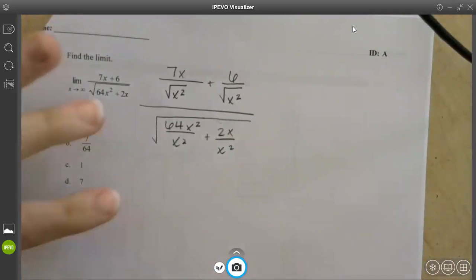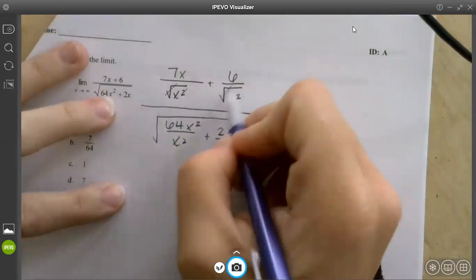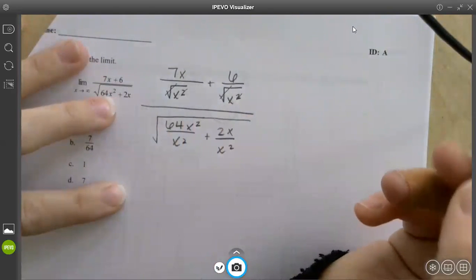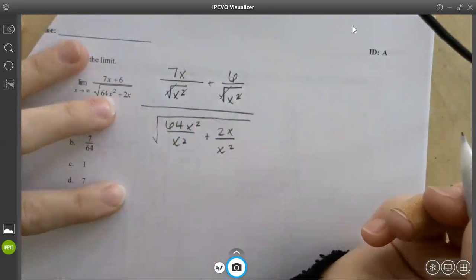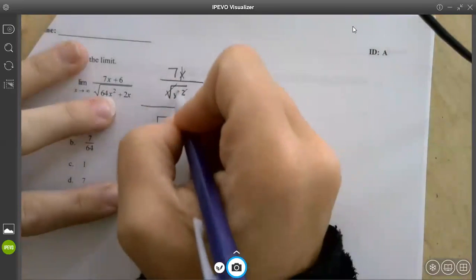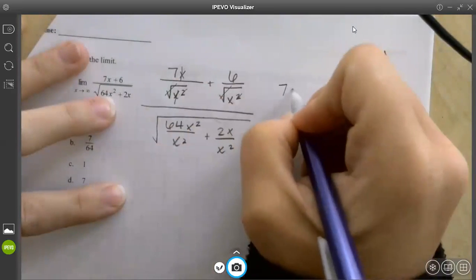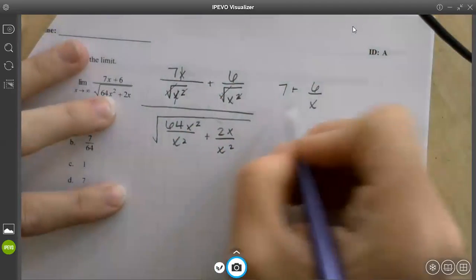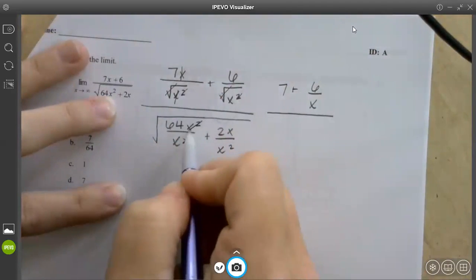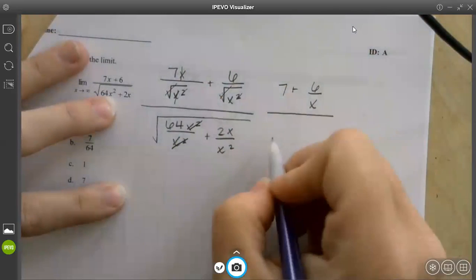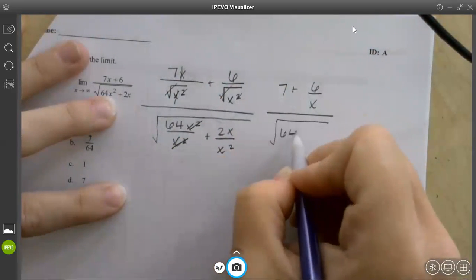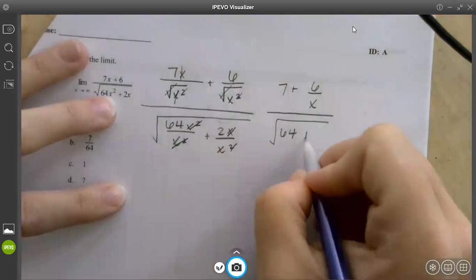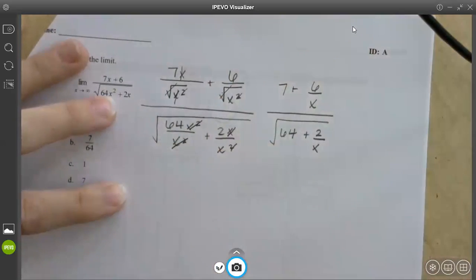What is the square root of x squared? So those cancel each other out. And then what happens on the top? The x's cancel out. So we're just left with 7 plus 6 over the square root and the square cancels out. So x. Your x squares cancel out. So you're left with the square root of 64. And then one of your x's cancel out plus 2 over x.